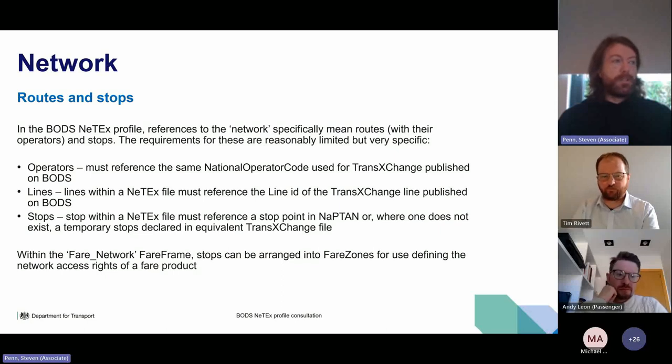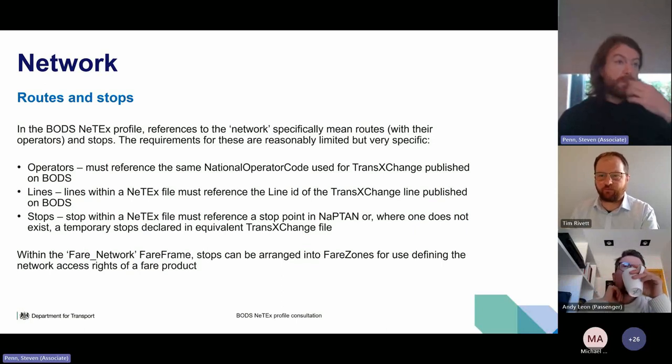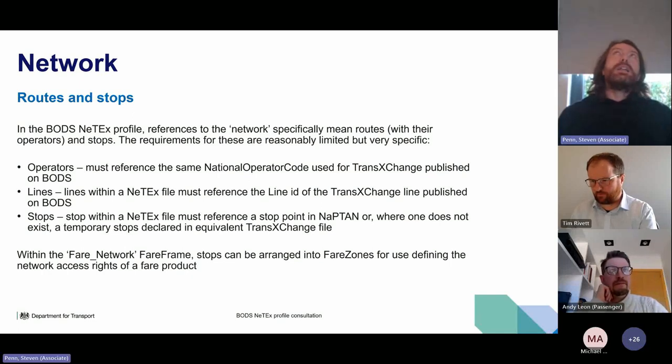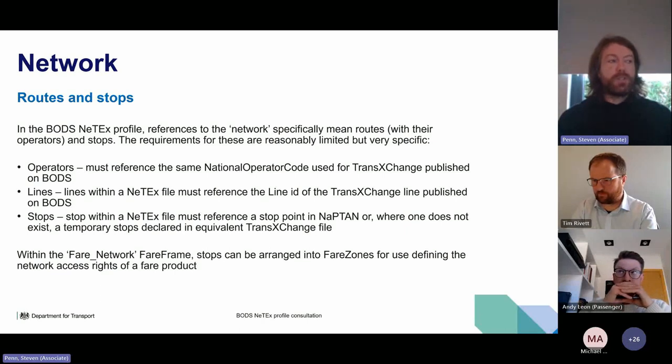And then for stops, as I said earlier, all stops that are included should be in NaPTAN. It should use the ATCO code. Where that isn't possible, because we know the scenarios that are around, it should follow the precedent established in the PTI profile for how a stop point is addressed. And any temporary stops that are included in the NeTEx should exist as temporary stops in the equivalent TransXChange file too. And as I said before, of all the network data, stops themselves need to be grouped up into fare zones when you're defining access rights and fare products. That sits in a different frame, the fare network frame.